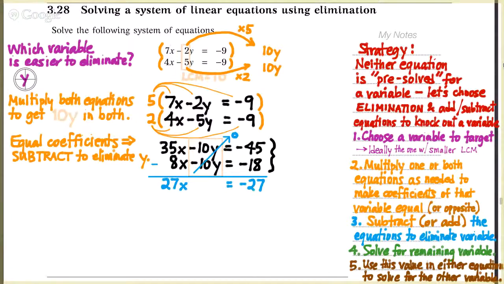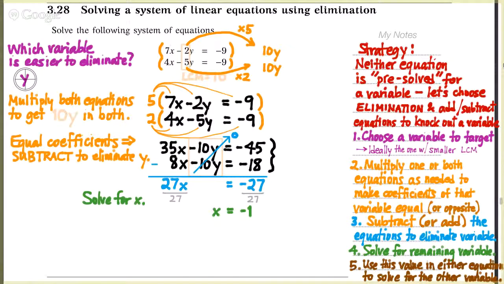And now we can solve for x. All it takes is dividing both sides by 27 and getting x equals negative 1. And everything is downhill from here, right? All the difficult work was to get rid of one of the variables so we could solve for the other, and now we have. In doing so, we found out that the value of x that we need is negative 1. But of course, we're not done.